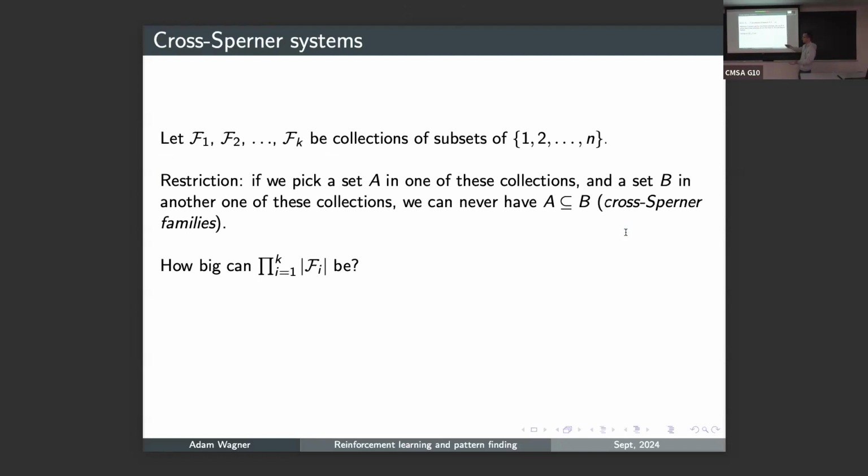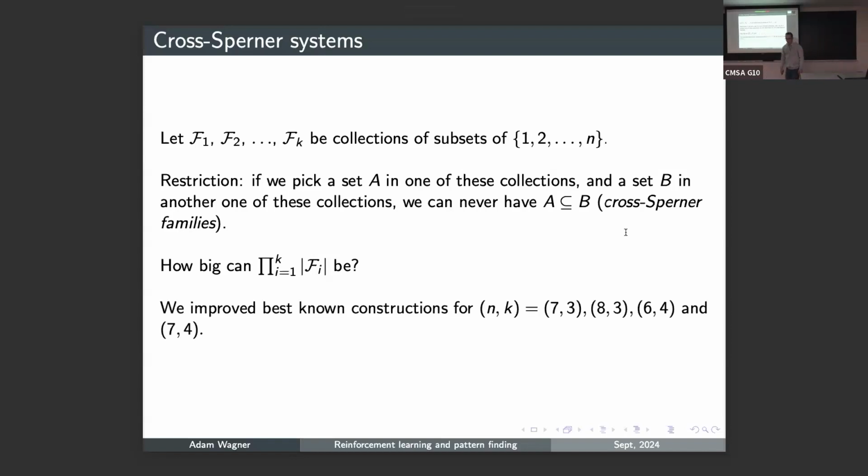Once again, you can just write down some kind of reward function here. There's no obviously correct way to do it, because you want to somehow maximize this product, but you want to take into account that you have some restrictions. You want to cook up some kind of penalty function. But if you do that, you end up improving constructions for many, many small values of k.